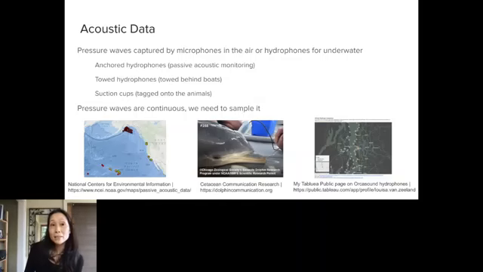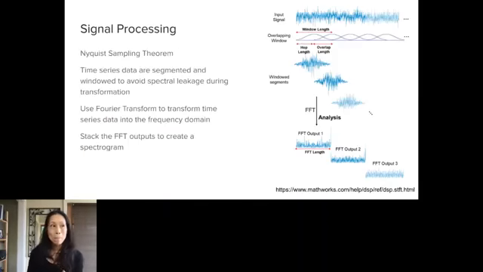So pressure waves are continuous, so we need to sample them. And how do we sample them? Well, Nyquist dictates everything. Well, no, he doesn't. But Nyquist is saying that if we want to be able to reconstruct our signals, we want to sample our data at twice the maximum frequency of our signals. And so in that case, for dolphins, they are usually going from 5 kilohertz to 25 kilohertz. So we round it up to 30 kilohertz, times it by 2. So we sample our data at 60 kilohertz.